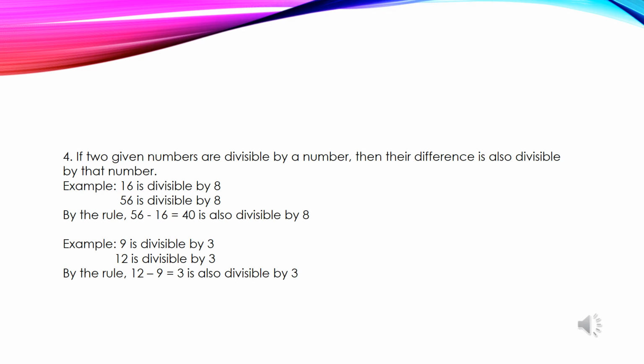Okay. Let us take another example, 9 and 12. Here 9 is divisible by 3 and even 12 is also divisible by 3, and the difference between 12 and 9 is 3 and 3 is also divisible by 3. So we can say that if two given numbers are divisible by a number, then their difference is also divisible by that number. This is the last divisibility rule. Okay, children?